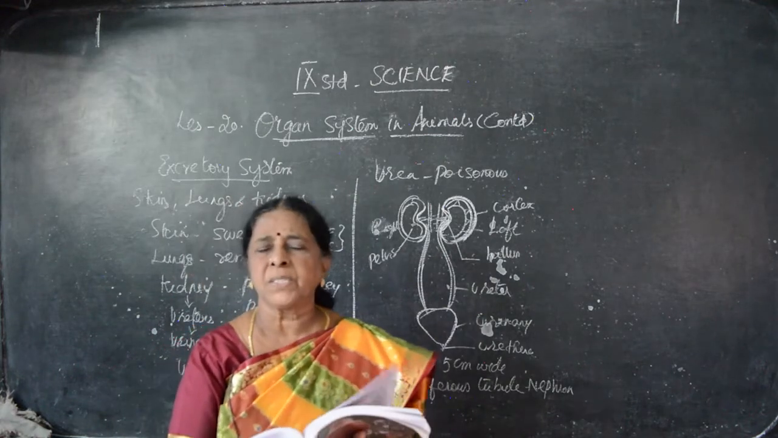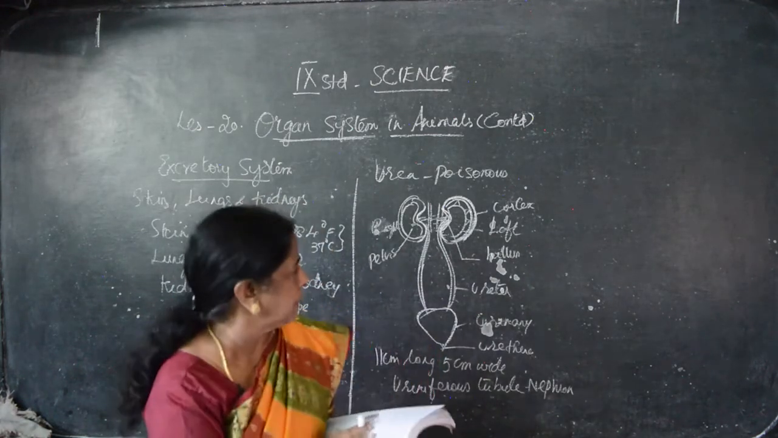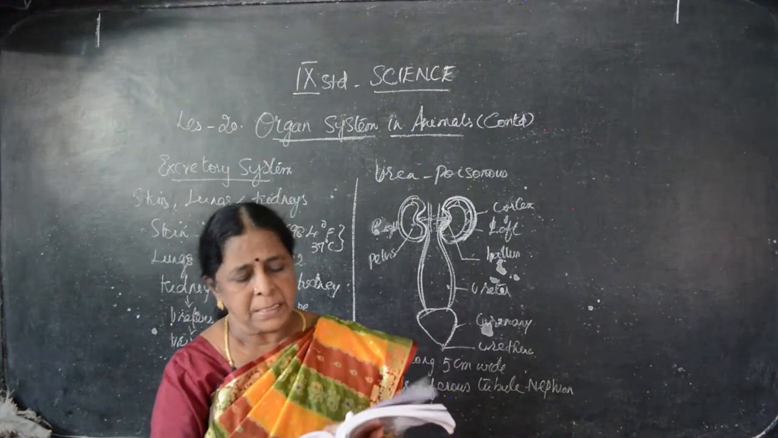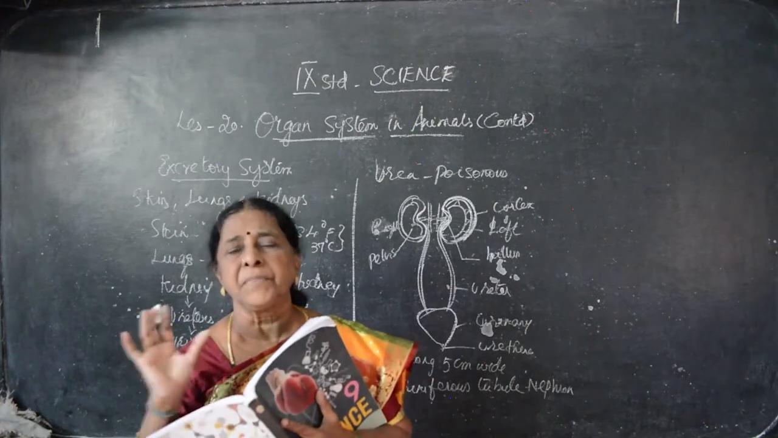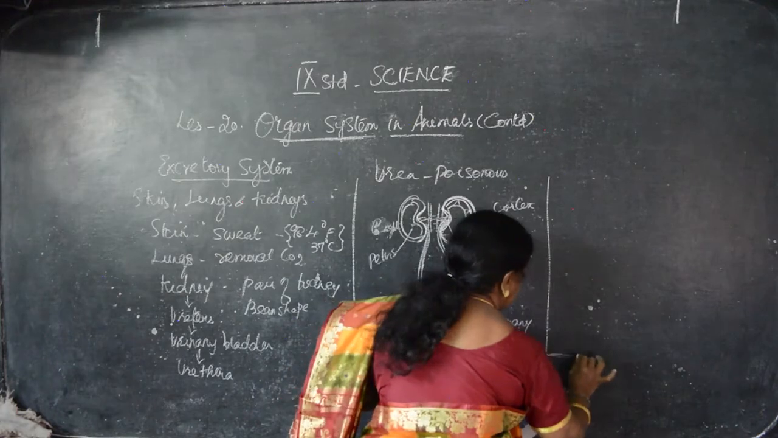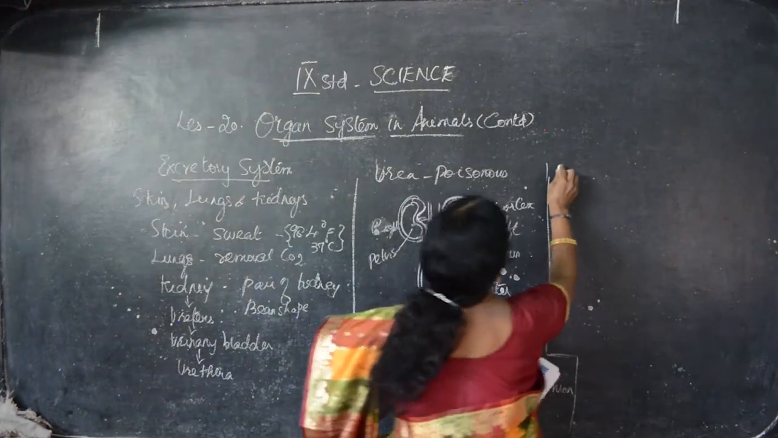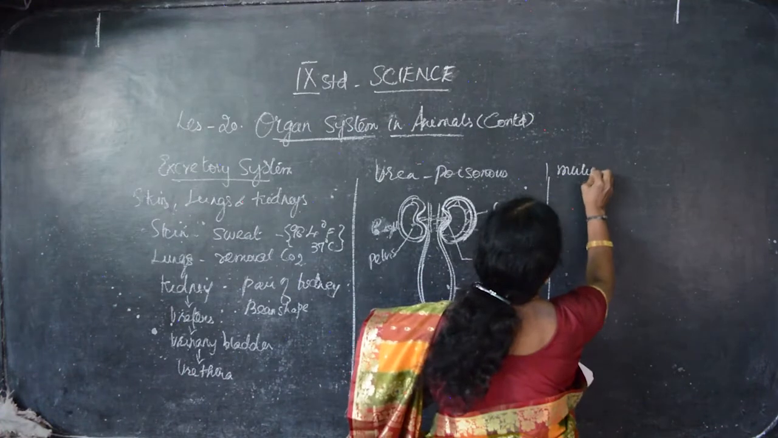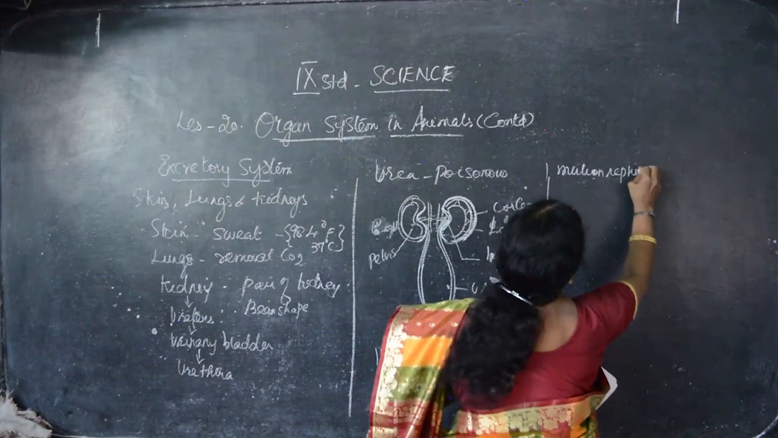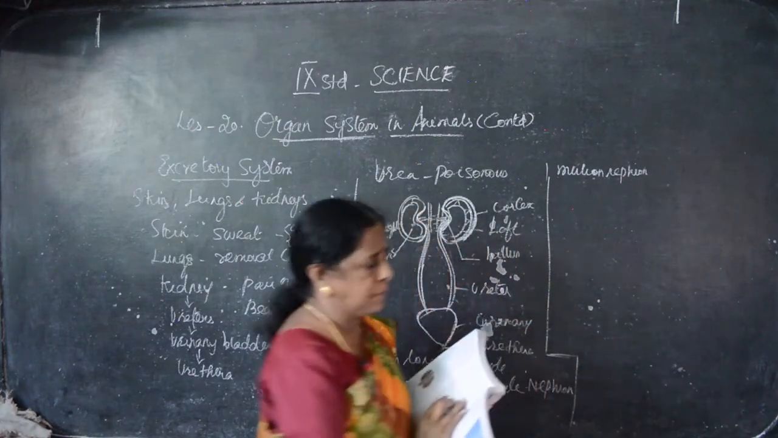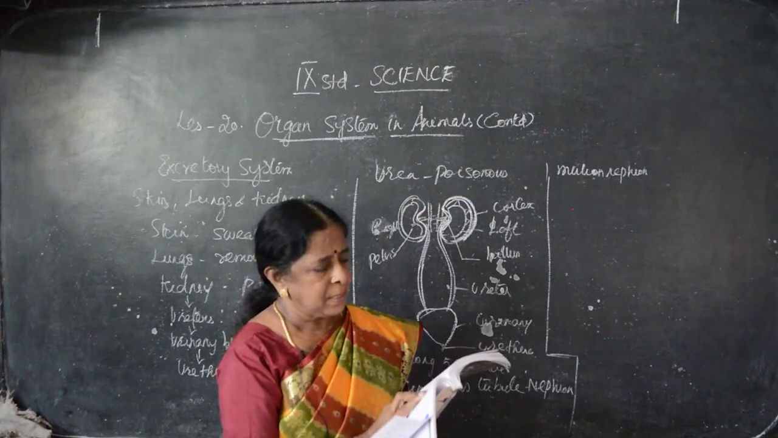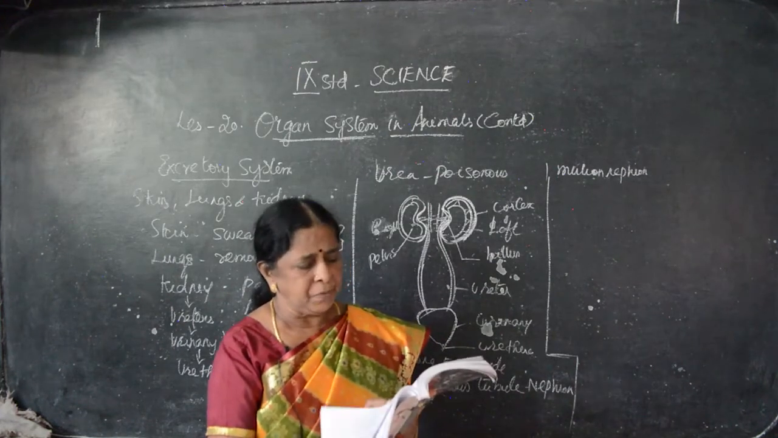So the functions of the kidney depend on the nephron. This is very important. See the structure there. Each kidney consists of more than 1 million nephrons. There are two kidneys, so totally more than a million nephrons. Otherwise known as uriniferous tubules, they are the structural and functional unit of the kidneys.